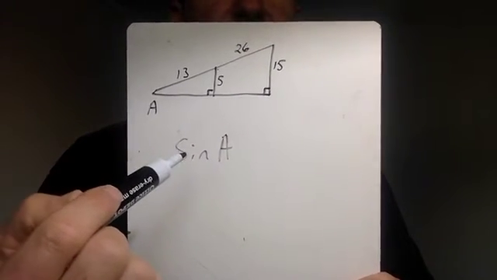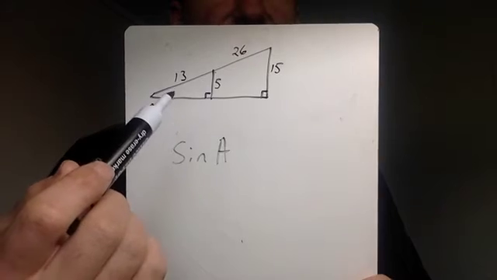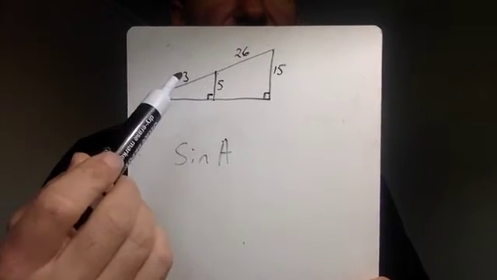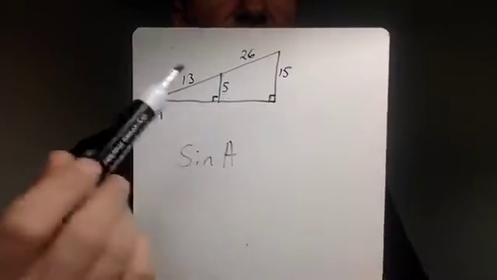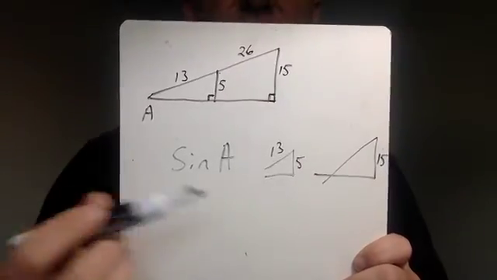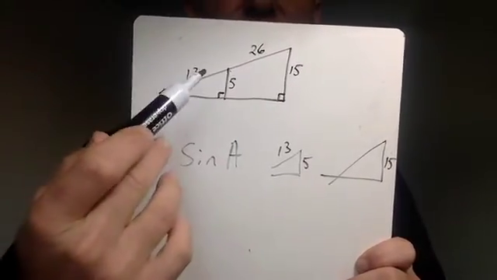Angle A is in both triangles. So when they say sine of A, are they talking about 5 over 13, or are they talking about 15 over whatever this hypotenuse is? Well, what is that hypotenuse? Maybe it's better to redraw these as a little triangle with 5 and 13, and a big triangle with 15 and what? What's the hypotenuse of the big triangle? It's both of these measures combined, which is 39.